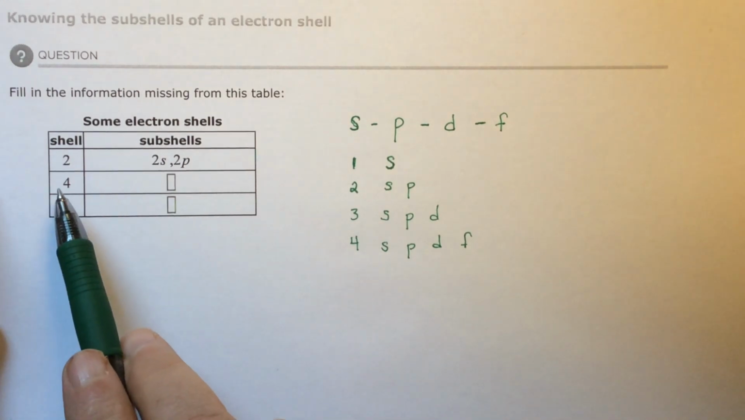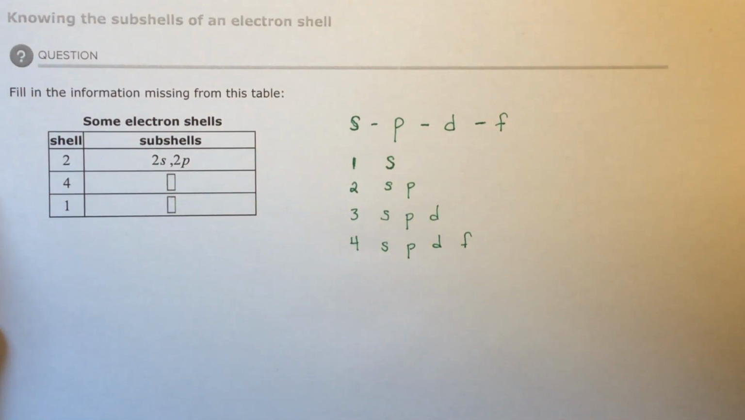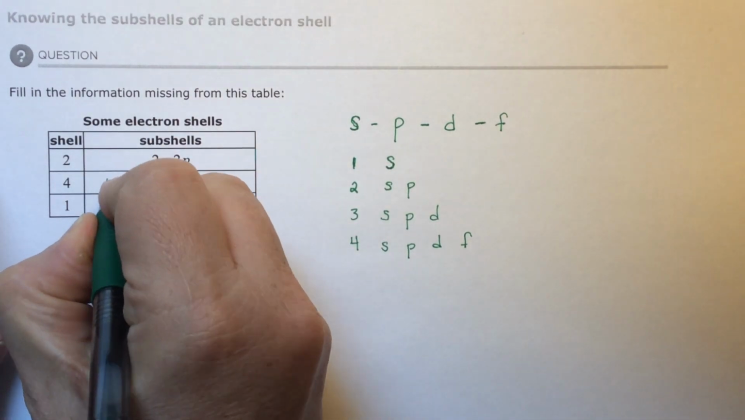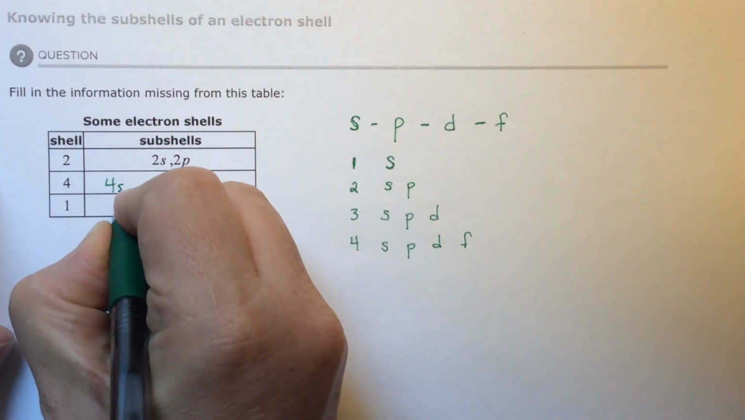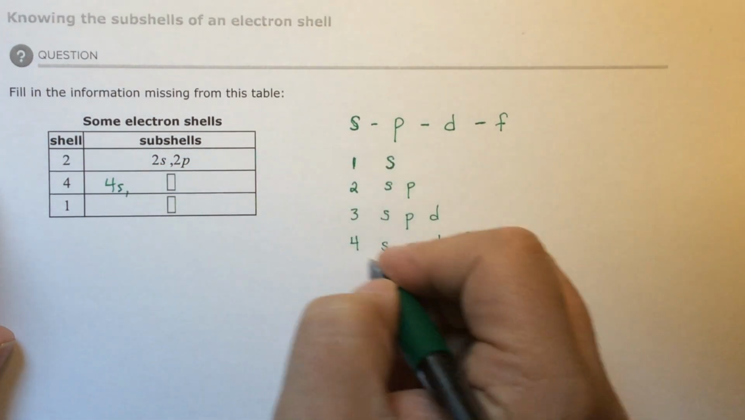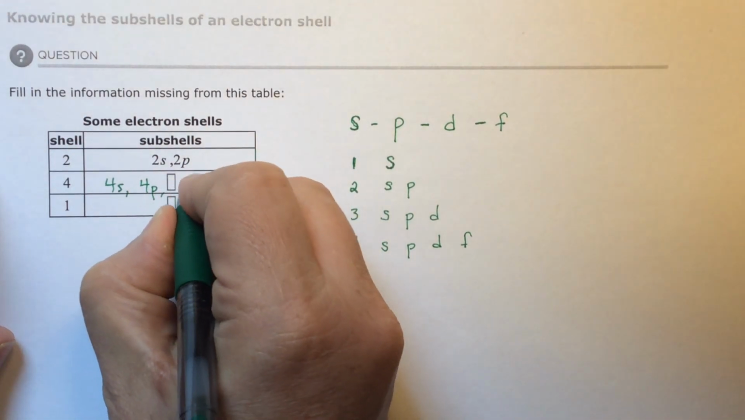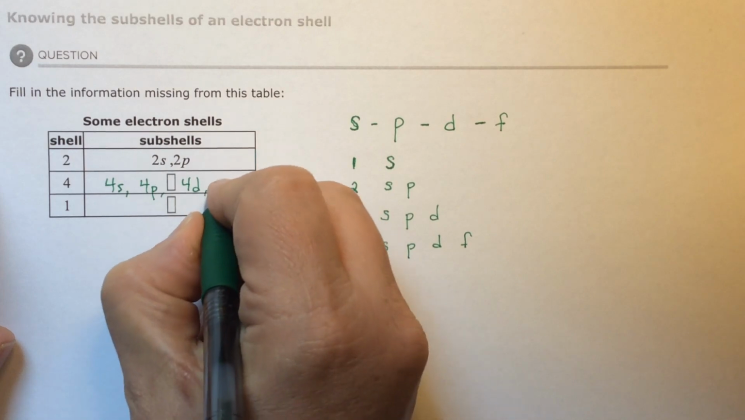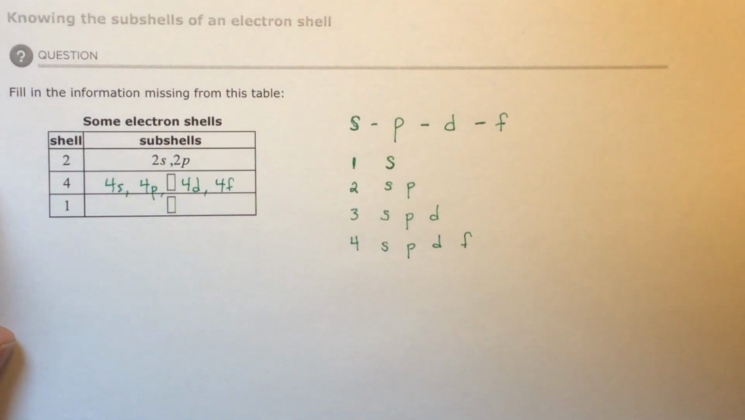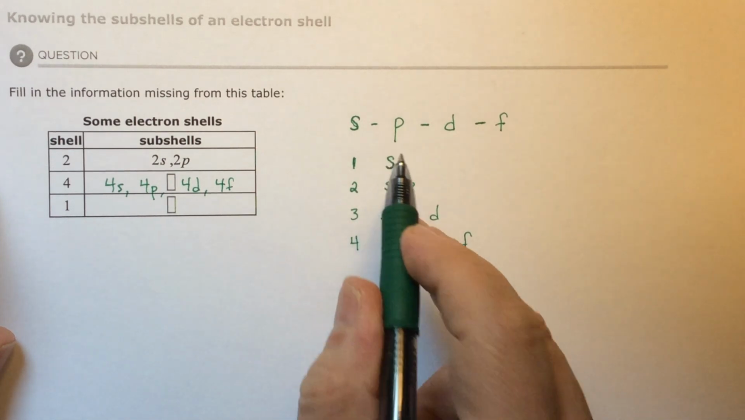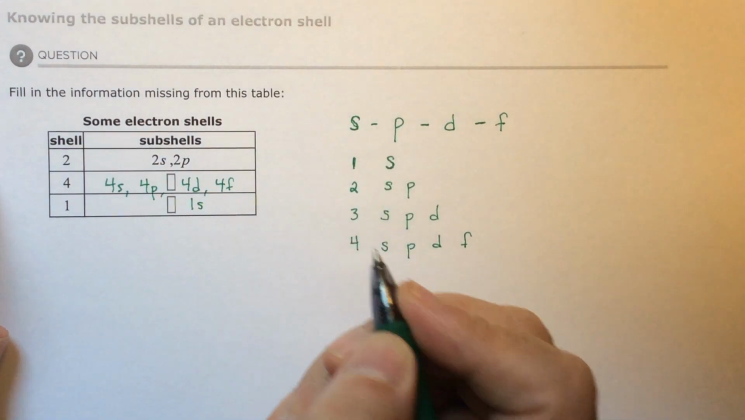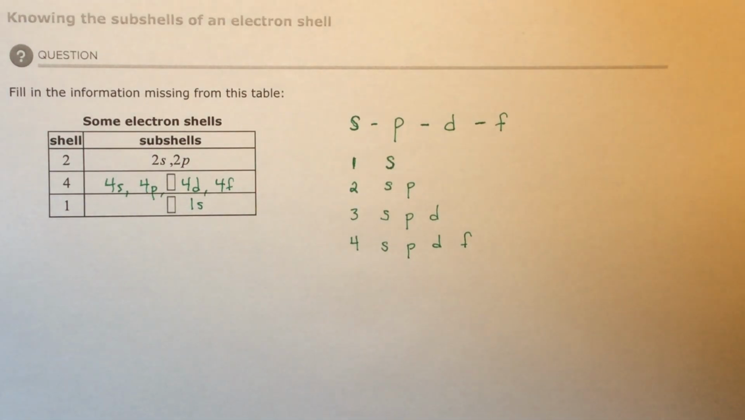So how about 4? Well, if you're going to do 4, it has to start with a 4. So the first one would be 4s. The next one would be what? A 4p. The third one would be a 4d. And the last one would be a 4f. What about in the first row? In the first row, there's one subshell only, so it's going to be the 1s, and that's all. So I hope you can do this, because I think you can.